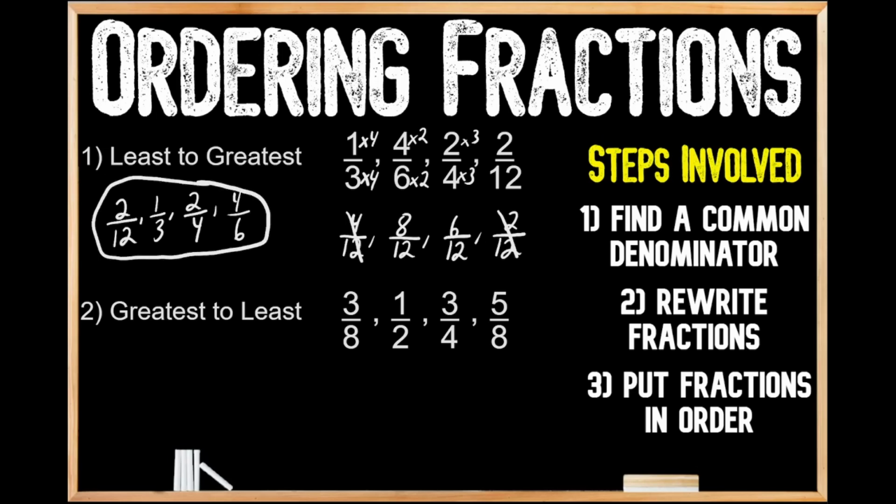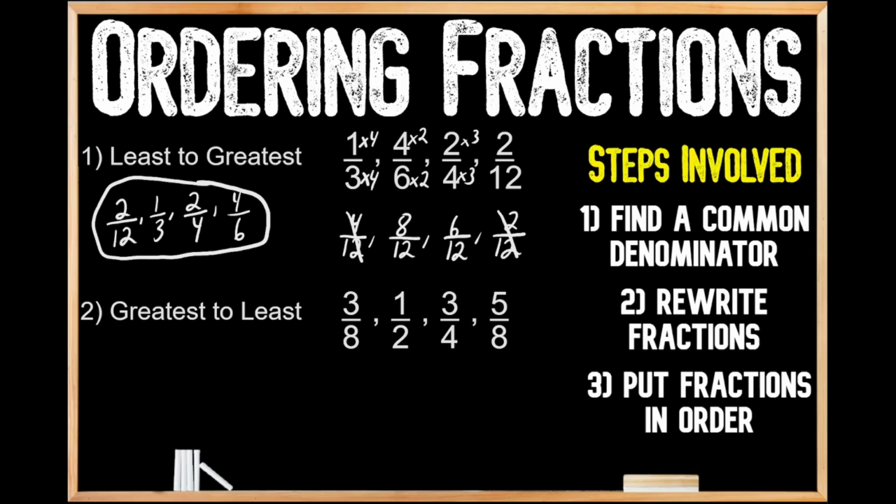Now let's move on to question number 2, where we're being asked to order 4 fractions, but this time we're ordering them from greatest to least. We'll remember that our first step is to find a common denominator. Looking at these fractions, we can see that we have the denominators of 8, 2, 4, and 8. And when we're looking for a common multiple for these numbers, we know that a common multiple for 2 and 4 is 8. So we're going to use the common denominator of 8 for step number 2, where we're going to rewrite these fractions with a common denominator.